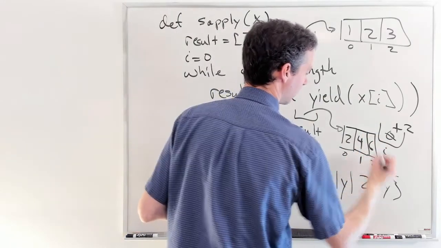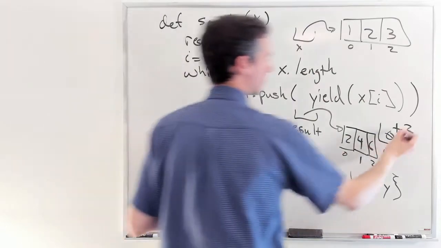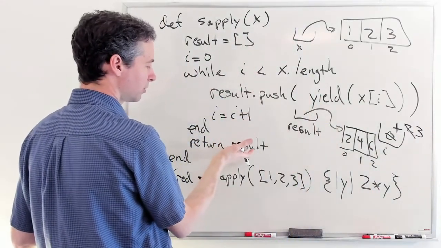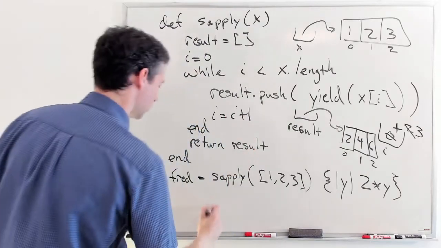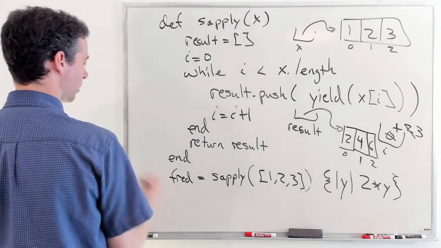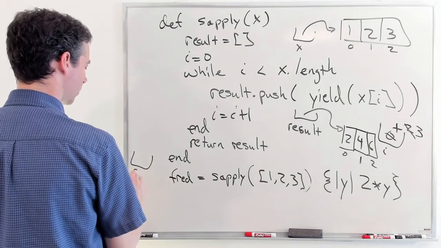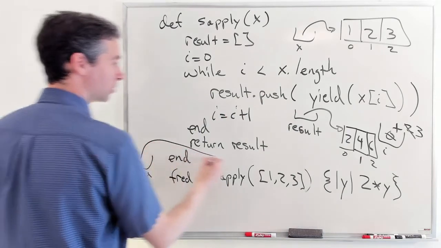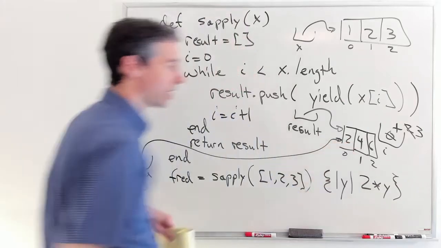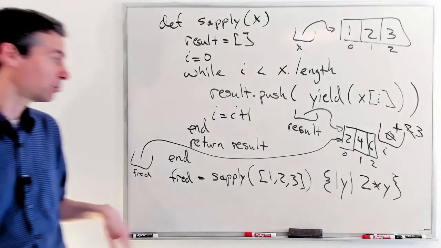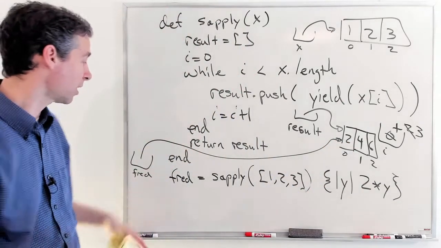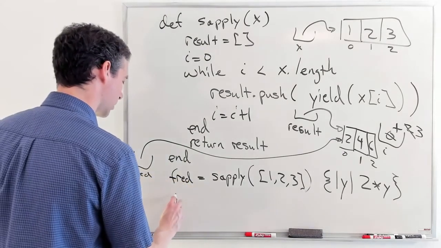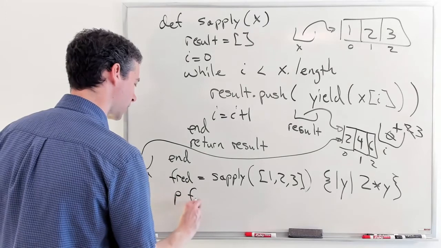And then we've got that. I is equal to I plus 1, that becomes 3. We exit the loop, we return result. And so our good old Fred here, we wanted to draw it, Fred then happens to be set equal to that array, that object that had been returned by sapply. And if we wanted to, we could go ahead and do P Fred.